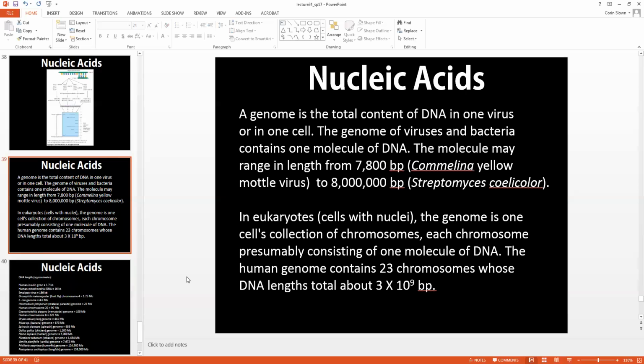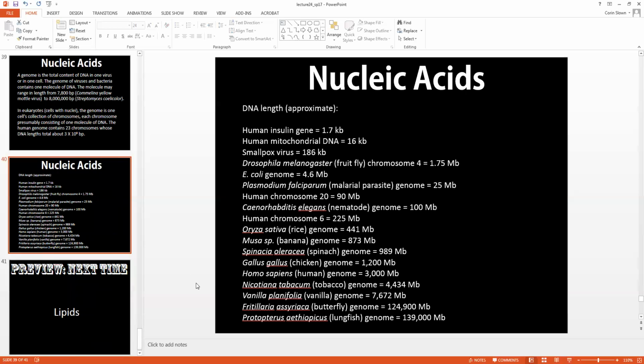In eukaryote cells with nuclei, the genome is one cell's collection of chromosomes, each chromosome presumably consisting of one molecule of DNA. The human genome contains 23 chromosomes whose DNA lengths total about 3 × 10⁹ base pairs. To give you a sense of the variety here, this is the approximate DNA length of a variety of forms.